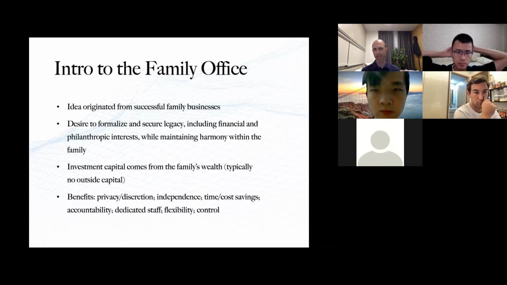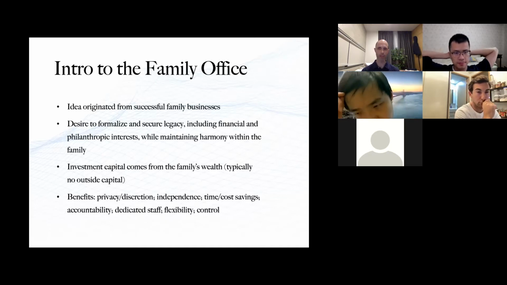Investment capital, again, to highlight this, typically there's no outside capital in an investment portfolio of a family office. It comes from the family's own wealth. Some of the benefits that are derived from setting up a family office for a wealthy family include some of these things that I list here.